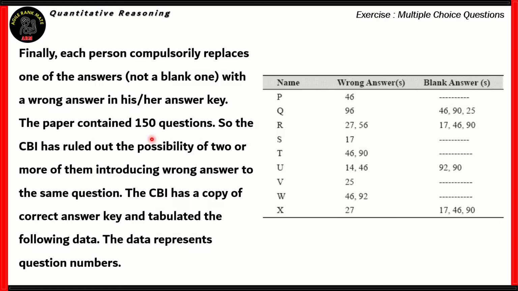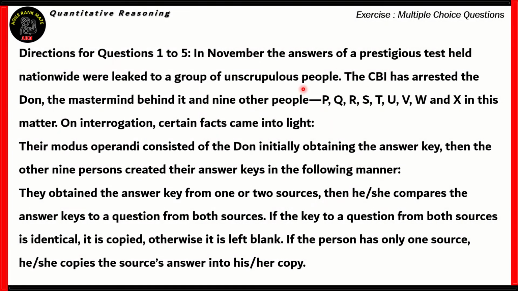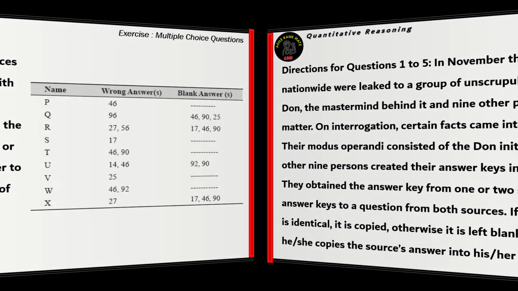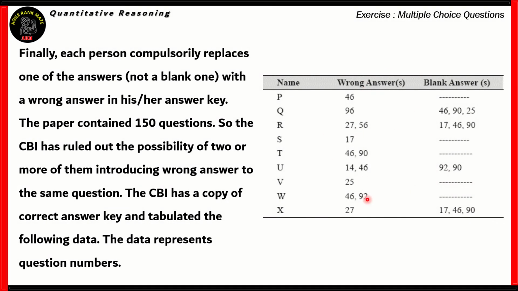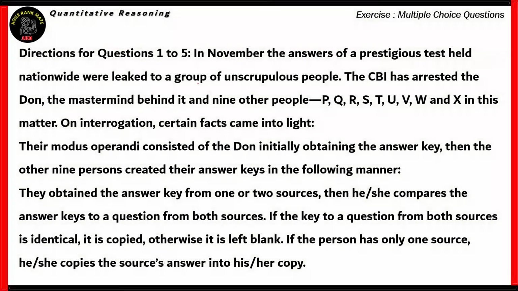And as you can see, the question is quite long. So we would need to decipher it effectively. In order to decipher that, we're going to use a version of this particular table, and we are going to find out the answers. Alright? So, first things first. When we look at the first paragraph, the most important information is that the CBI arrested 10 people, the Don, and the other 9 people. So that's the most important information from the first paragraph.